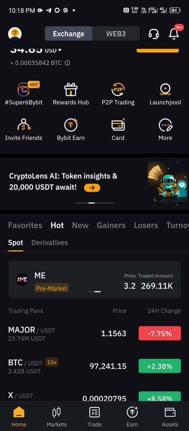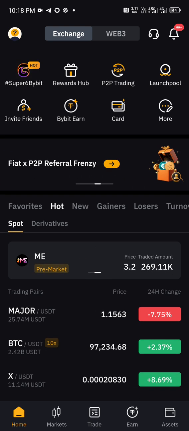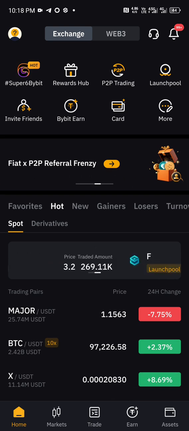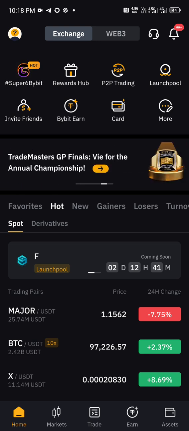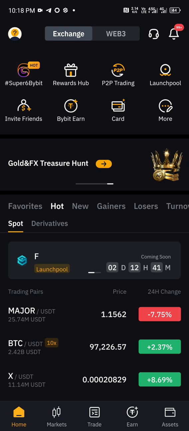But how can you be eligible for the reward? If you sign up and verify your Bybit account, you need to deposit not less than 100 USDT for you to be able to gain 500 USDT for free. You can deposit it immediately and take it back, but just make sure you do that.